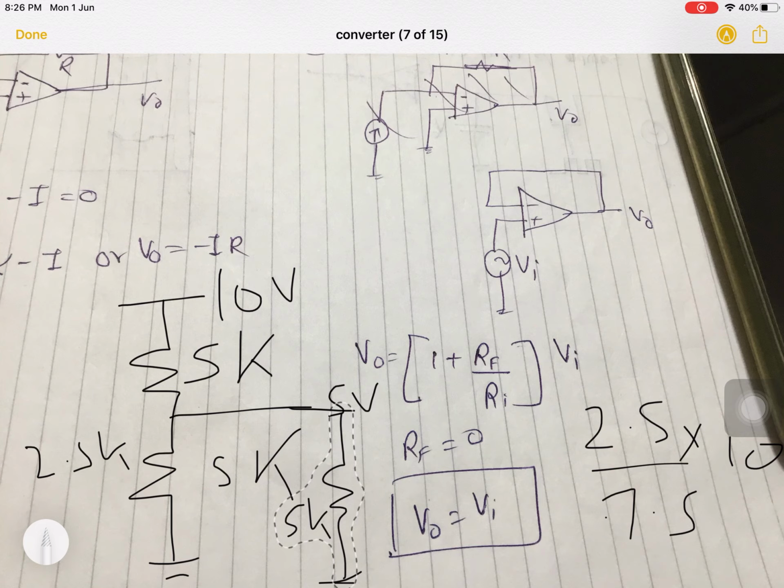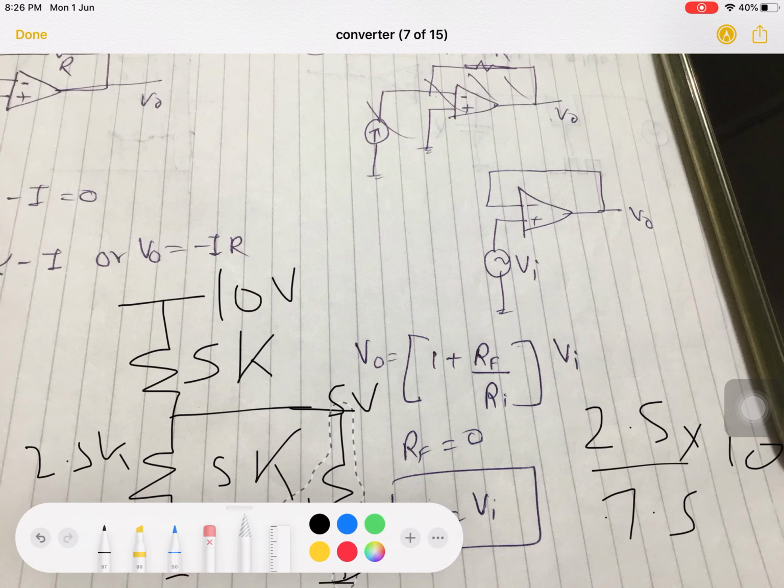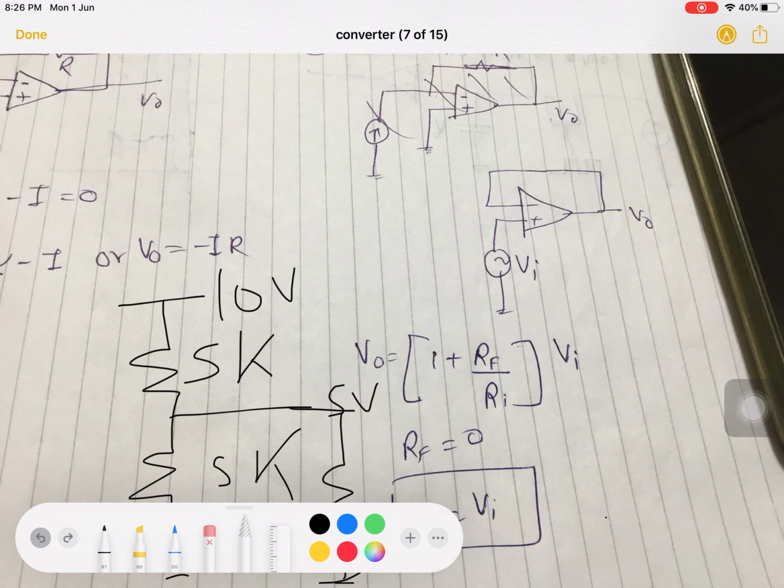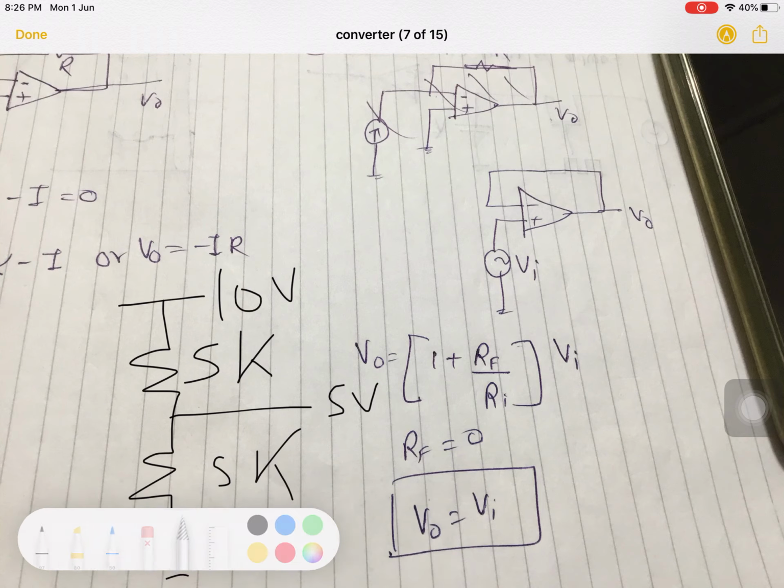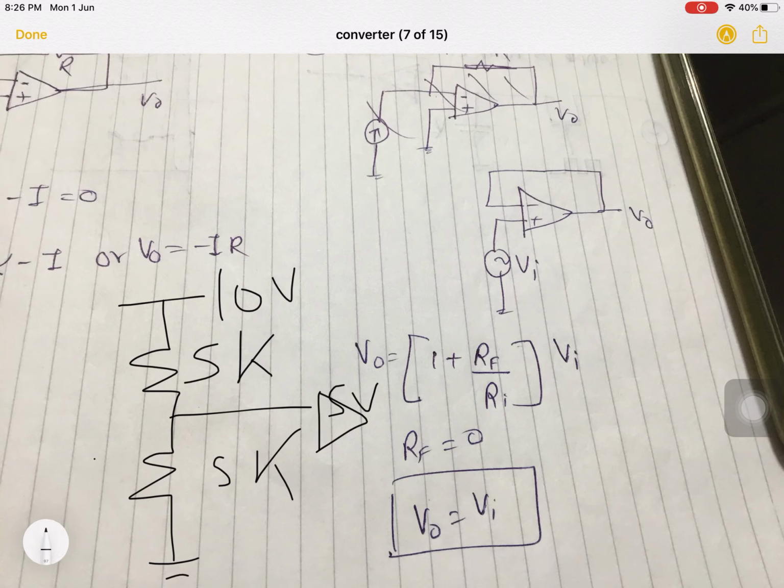So anything in parallel with infinite will remain that value itself, so it will not drop the voltage, just like an op-amp based circuit. So let me make it correct. Now what is the better solution? The better solution is, I will put this across an op-amp, and again that V2I circuit can be used.